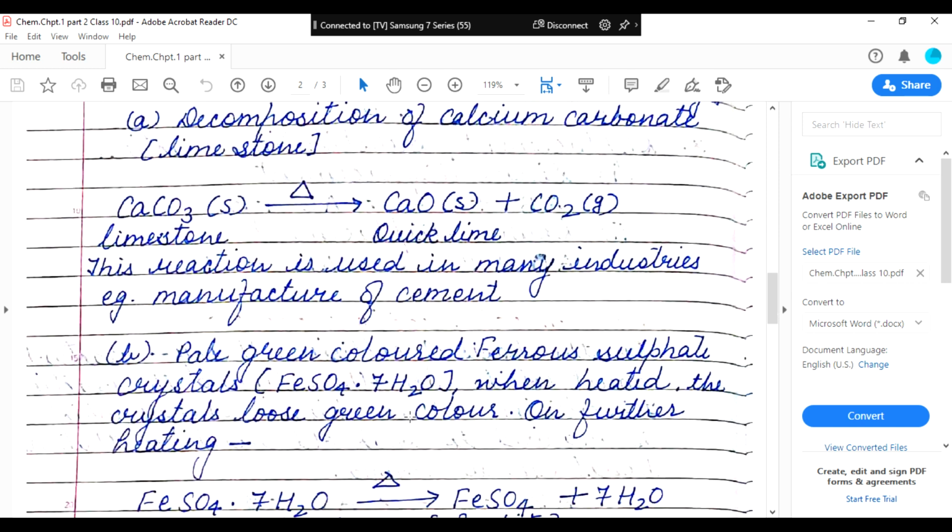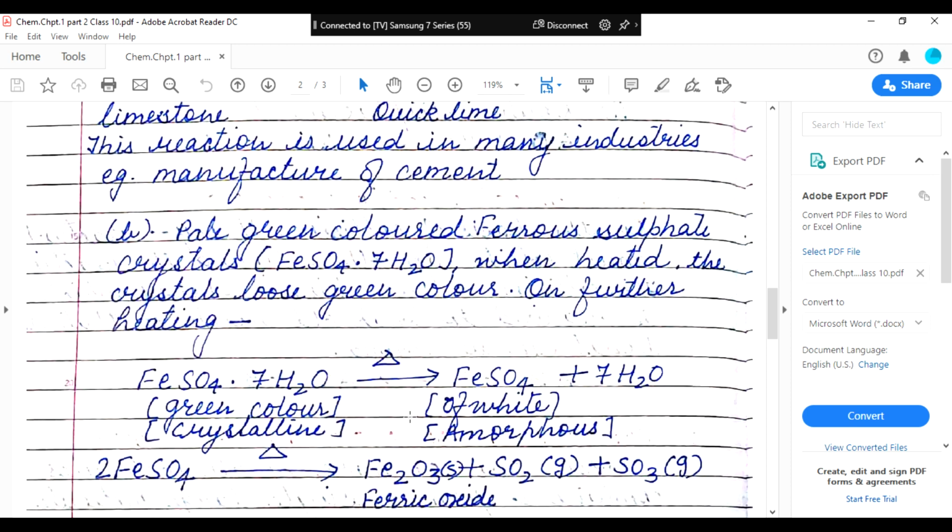We'll take another example, FeSO4.7H2O, crystalline ferrous sulfate. When this green colored crystalline substance is heated, it loses its green color and becomes off-white after releasing water molecules. This 7H2O means 7 molecules of water present with FeSO4 makes it crystalline. That's why this is called water of crystallization.